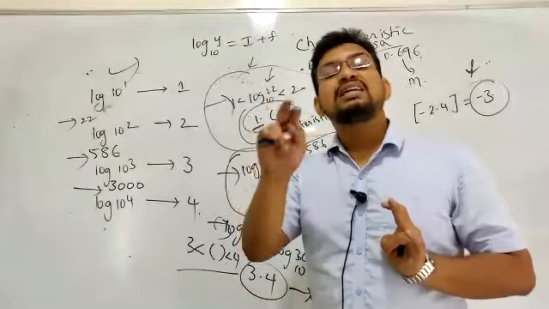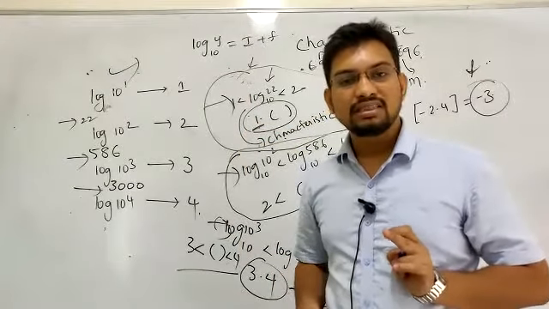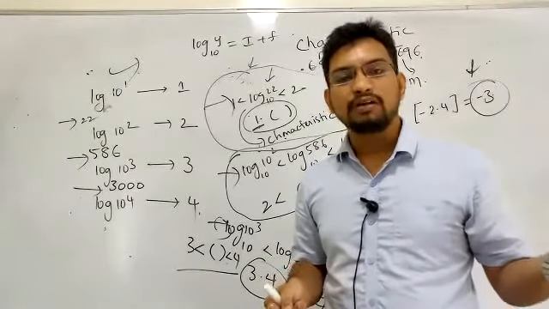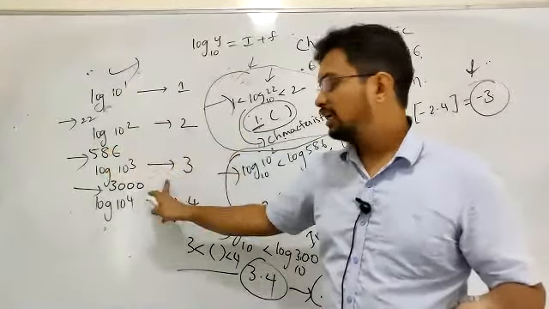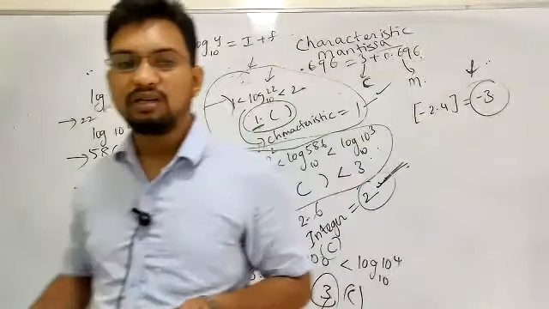If the characteristic is I, what will be the number of digits? The number of digits will be I plus 1. So here, characteristic 1 gives 2, characteristic 2 gives 3, and characteristic 3 gives number of digits 4. Right, now this is a very, very important point.